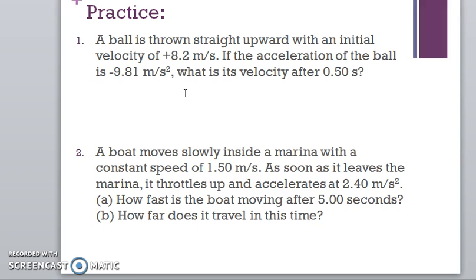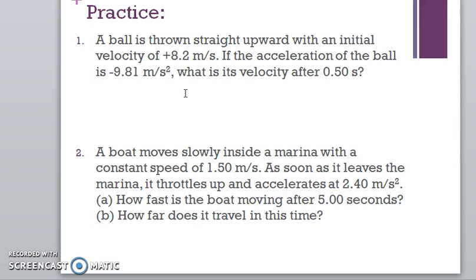Okay, if we look at this first practice problem, it says a ball is thrown straight upward with an initial velocity of positive 8.2 meters per second. If the acceleration of the ball is negative 9.81 meters per second squared, what is its velocity after half a second?